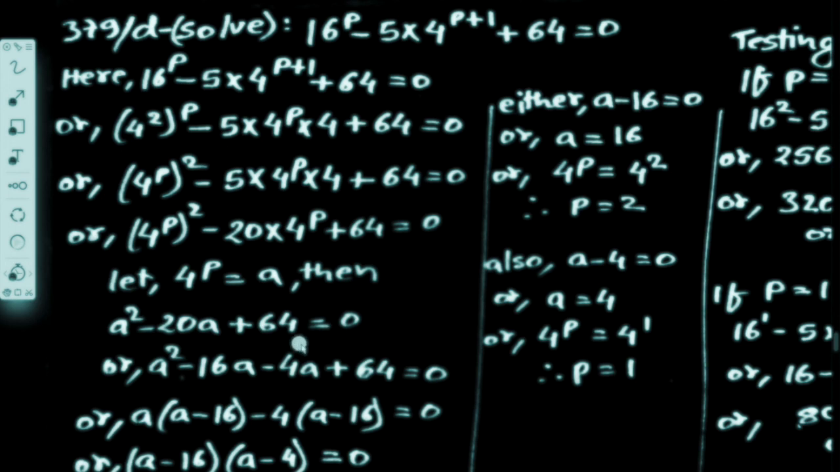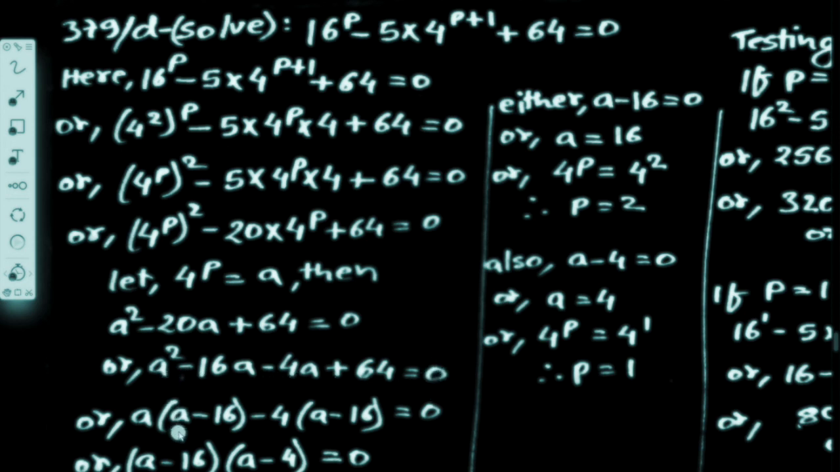Now this expression should be factorized to get our required value. For factorization, this 20a should be broken into two parts: a square minus 16a minus 4a plus 64 equals 0. This 20 is broken into 16 and 4, so 16a and 4a make 20a.